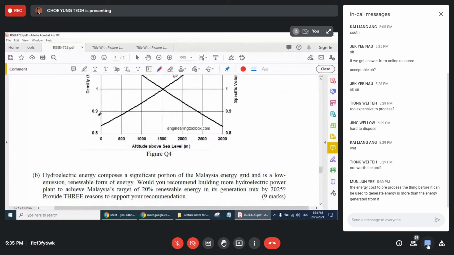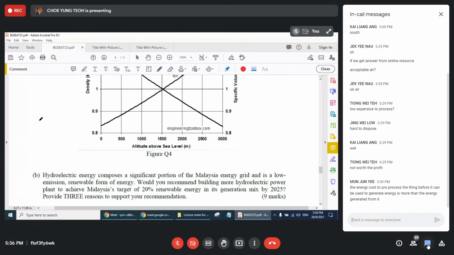Okay, then this question is something like, again, asking for your opinion. Hydroelectric energy comprises a significant portion of Malaysia's energy grid. It is a low emission, renewable form of energy. Would you recommend building more hydroelectric power plants to achieve Malaysia's target of 20% renewable energy in its generation mix by 2025? What do you think? We want to use more renewable energy in the future, and our target is 50% by 2025.